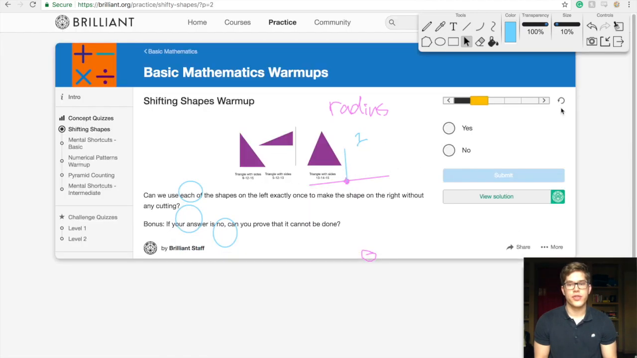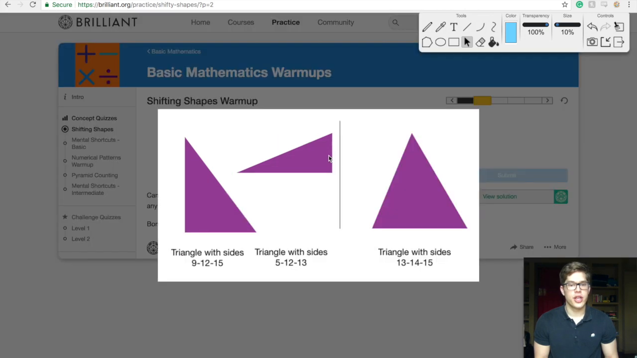Alright, we got a streak going and everything. Clear our board, let's keep going. Can we use each of the shapes on the... So same question, new shapes. What do we have? We have a triangle with sides 9, 12, and 15, and a triangle with sides 5, 12, and 13. Can we make this triangle with sides 13, 14, and 15?